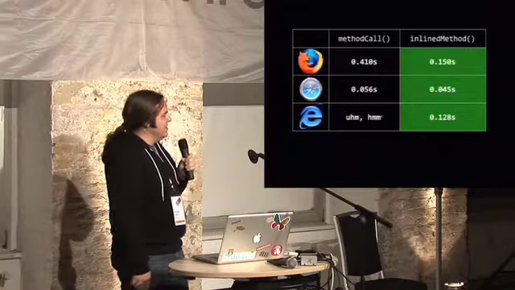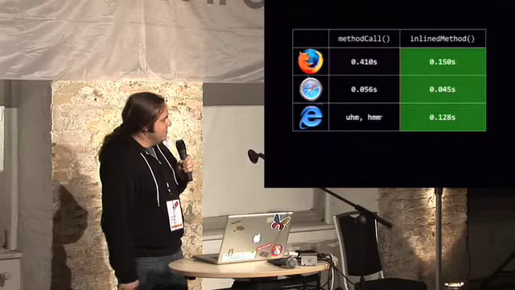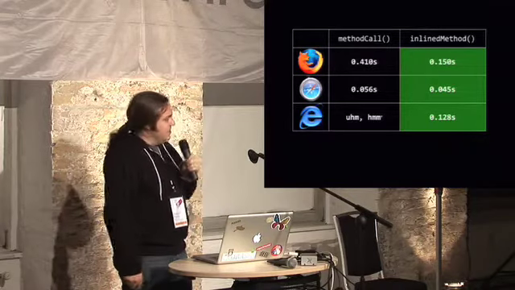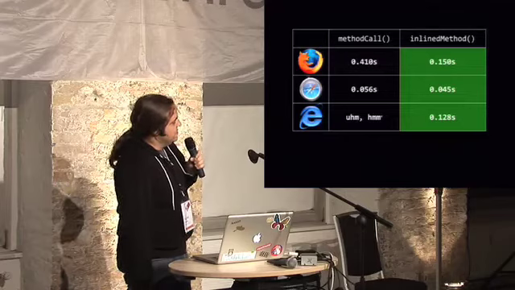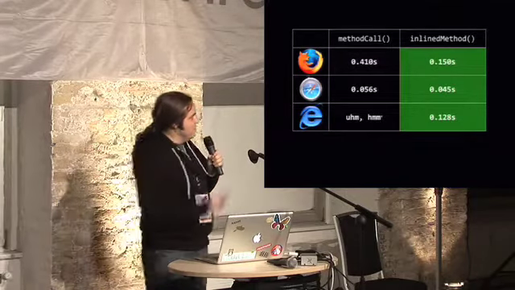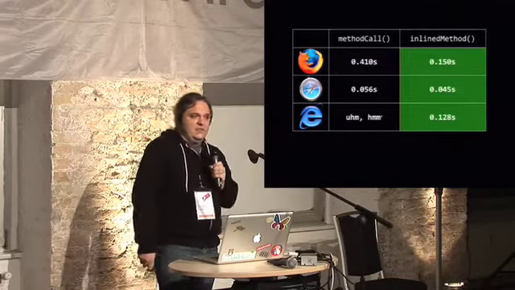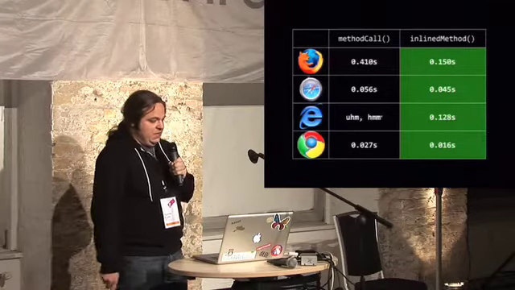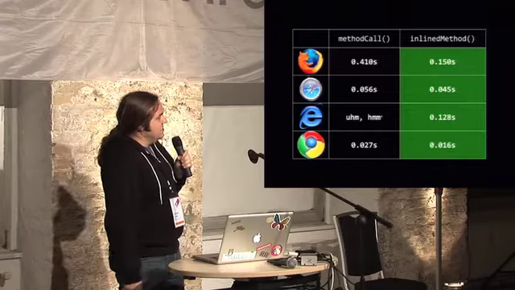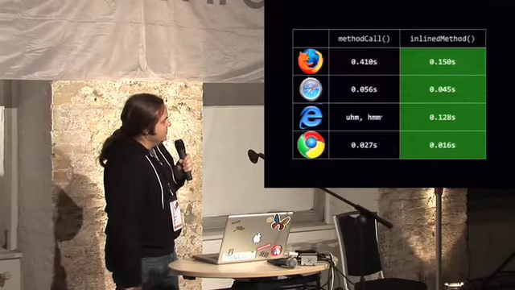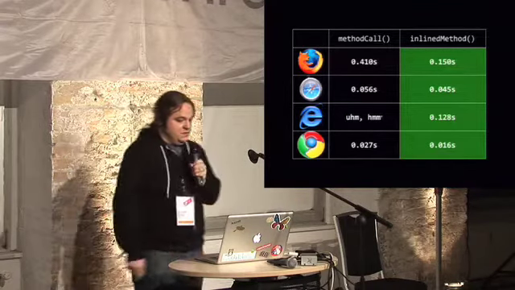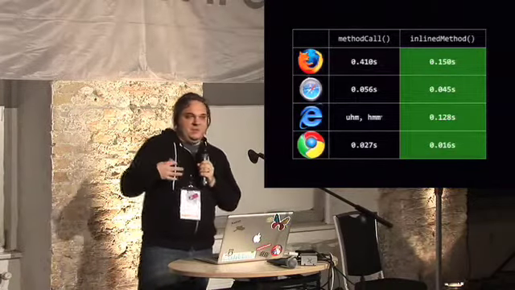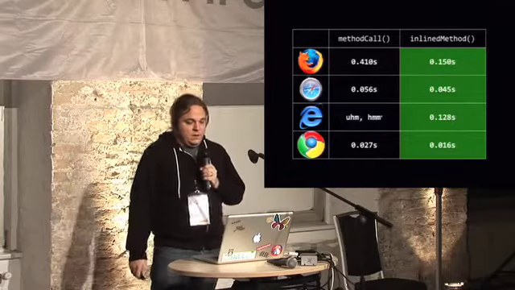On IE, there's a little bit of a problem with the first method call. But you can see it's actually faster than Firefox. I'm not quite sure which version I used here, but it's a recent version, so interesting. And Chrome kind of beats the crap out of the other browsers, actually with both methods of doing this. So you can see the differences in browser performance are quite huge.